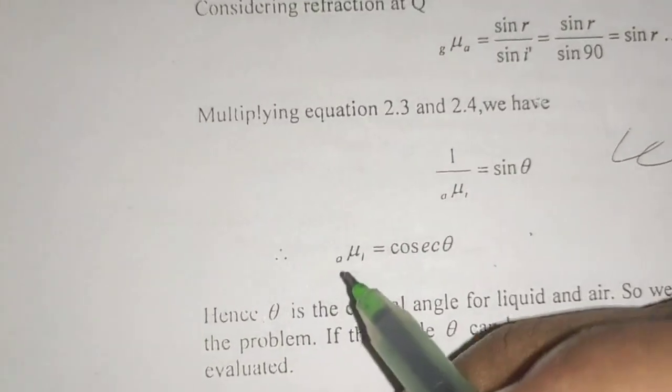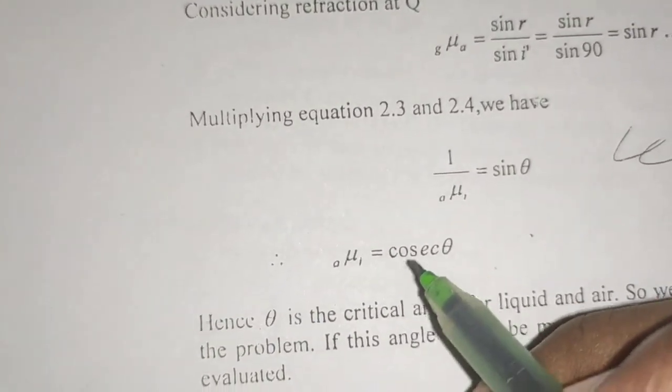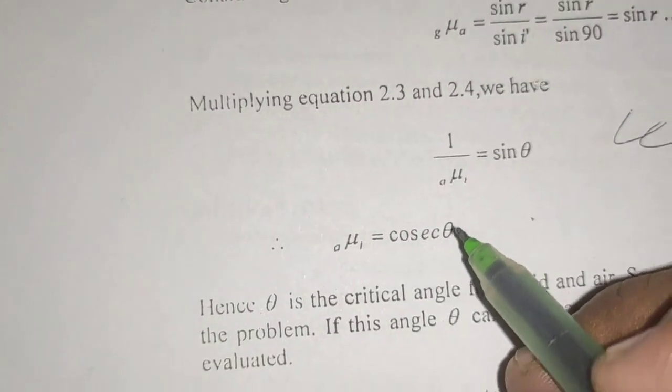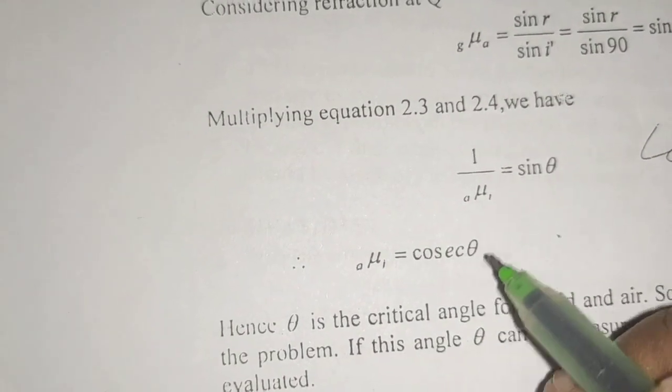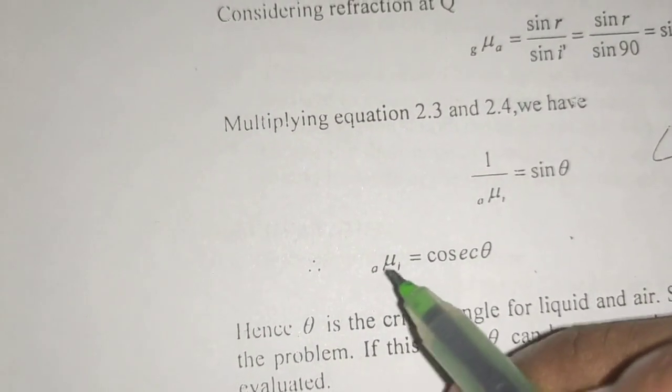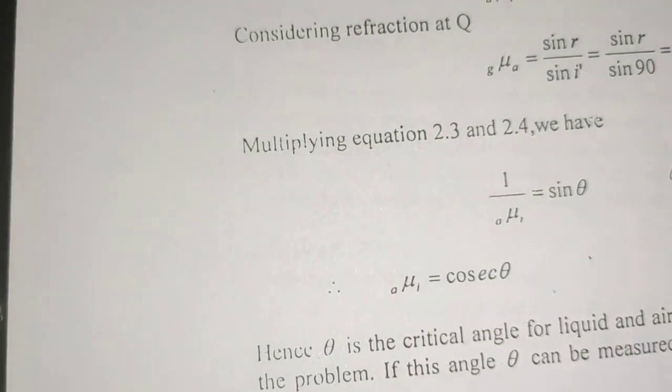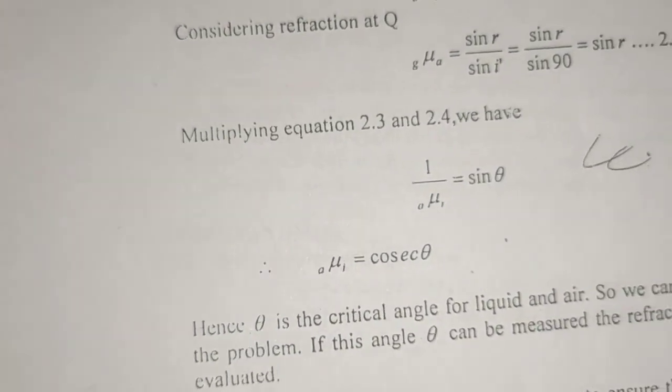The formula which we are going to use is very simple. The refractive index from air to liquid is cosec theta, and we have to determine this theta so that we can find the refractive index of the liquid.